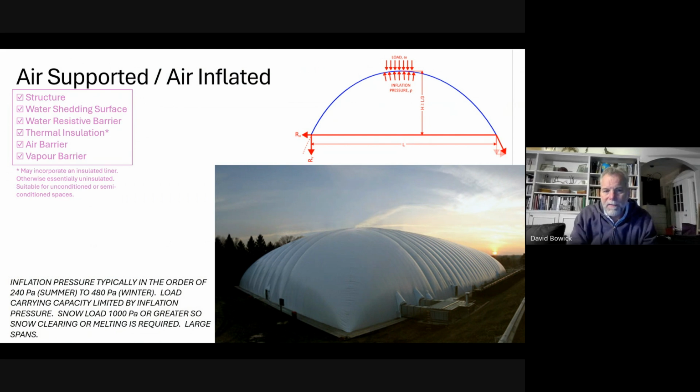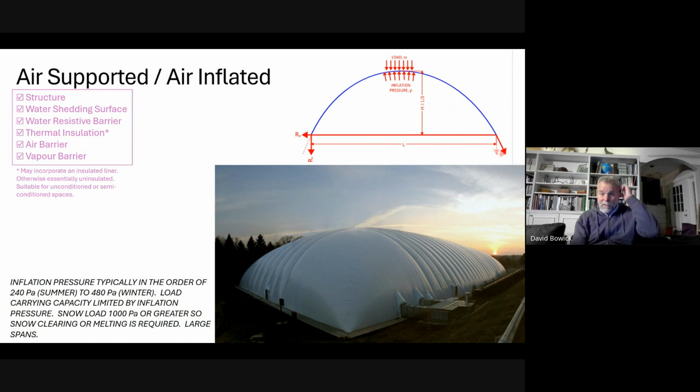This is a diagram of an air-supported or air-inflated structure. So we could use pneumatic structures in two different ways. This one is a structure where we occupy the pressurized environment. You have to walk through an airlock to get in and out of one of these.